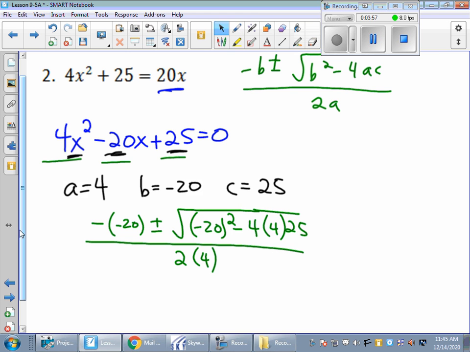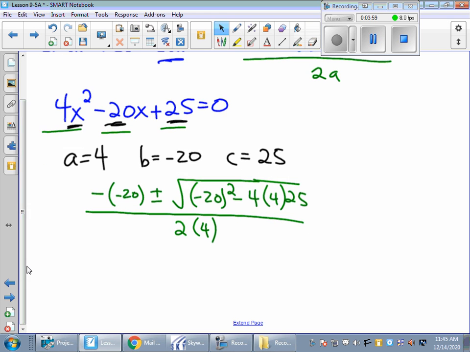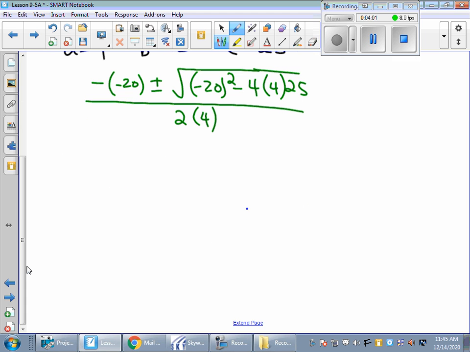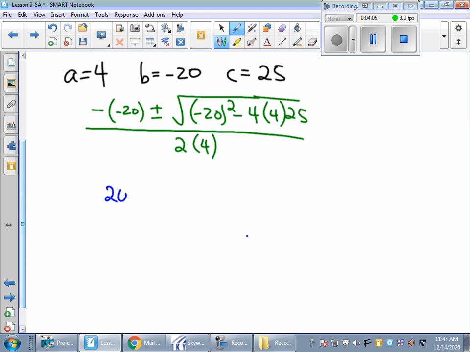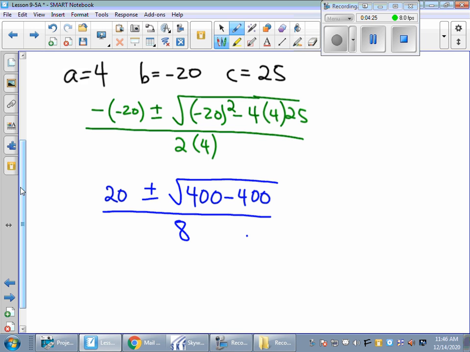So again, I assume that we're always writing that out in full detail here, getting an understanding of what we're doing and how to do it. So negative of negative 20 is 20. Plus and minus the square root of 20 squared is 400. And we have a negative 4 times 4 times 25. That is also 400, so 400 minus 400 all over 8.